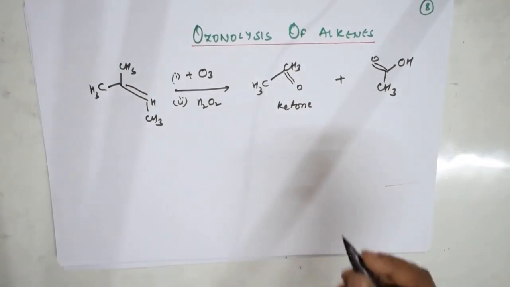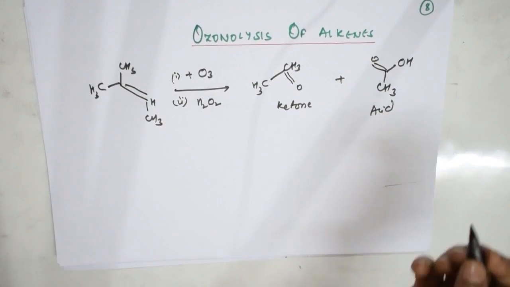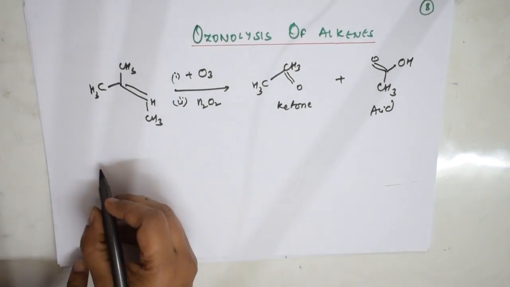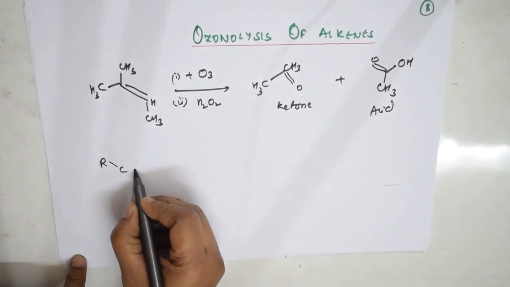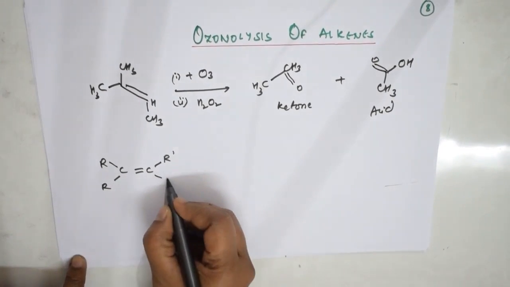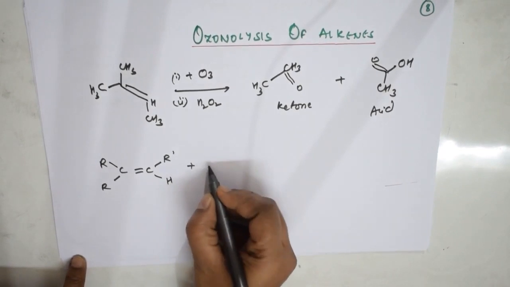Mixture of acid and ketone. So this is the ozonolysis process, giving a mixture of acid and ketone. Right. Now let us take one more example. Suppose there is an alkene like this, with alkyl groups, right? Now you are going to add ozone to this.